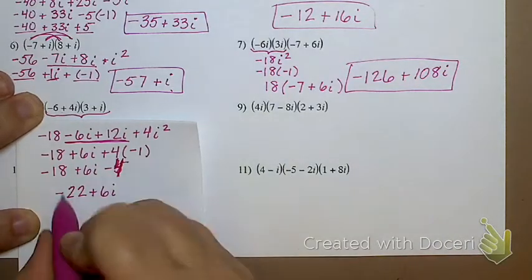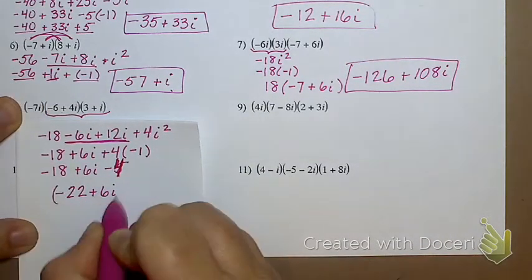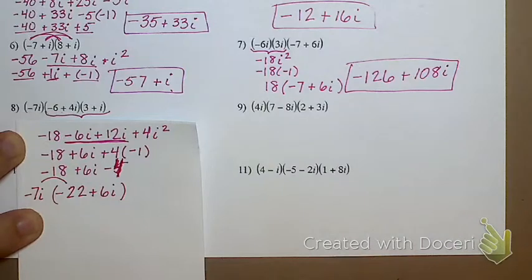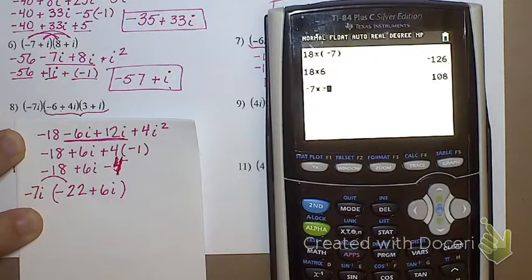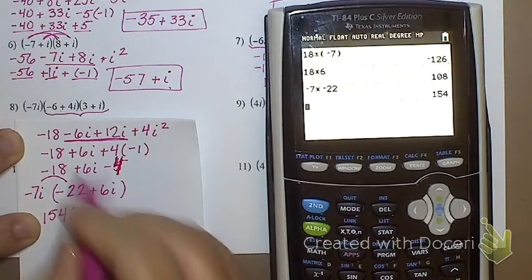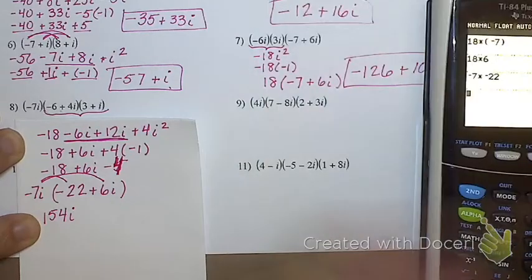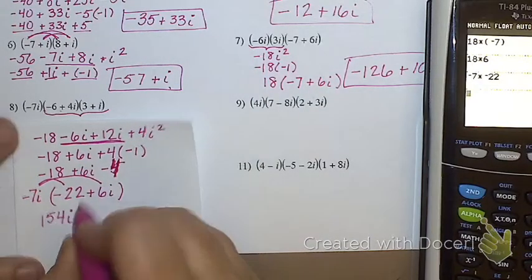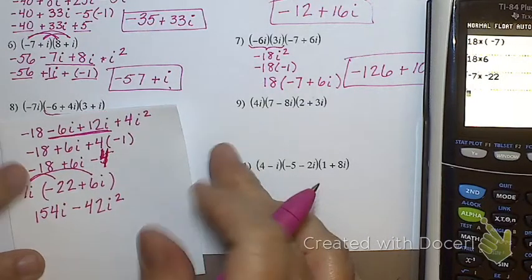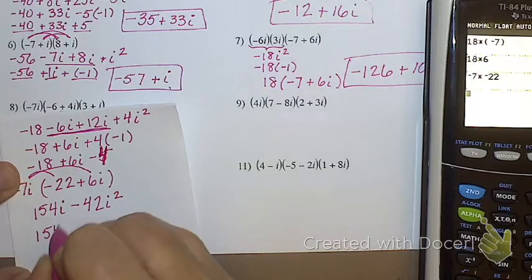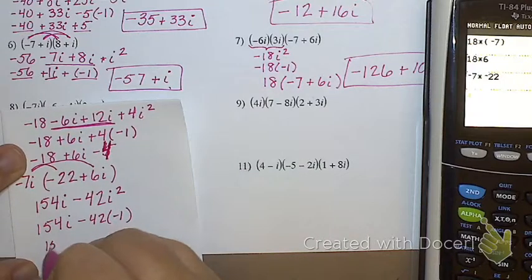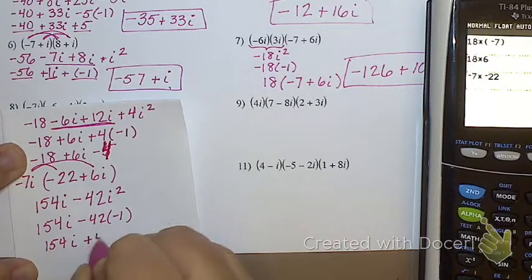Now, I'm not done because I can't forget that I didn't distribute that negative 7i out here. You ready? So negative 7i times negative 22 is positive 154i. And negative 7i times positive 6i is negative 42i squared. So one more time, I have to replace that i squared with what? Negative 42 times negative 1, which becomes 154i plus 42.